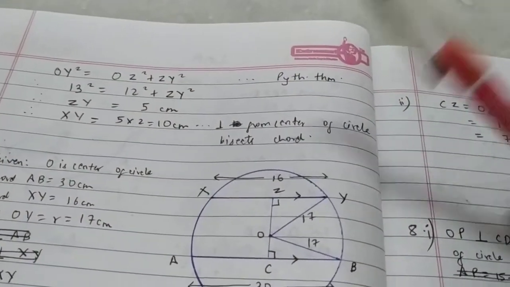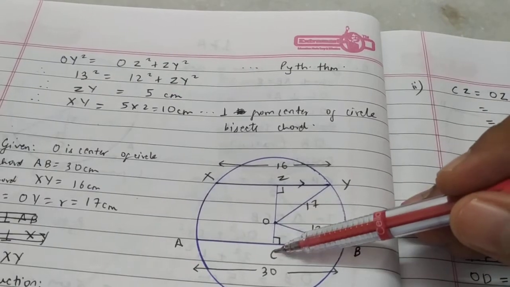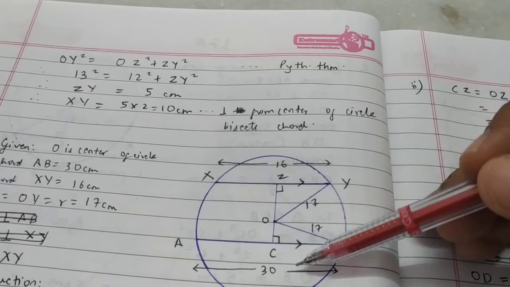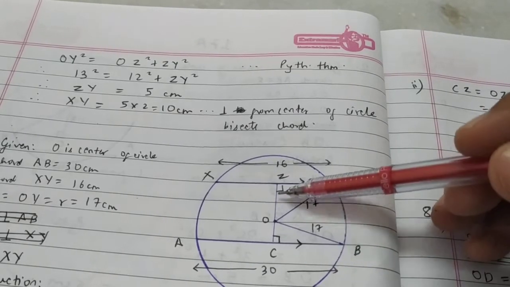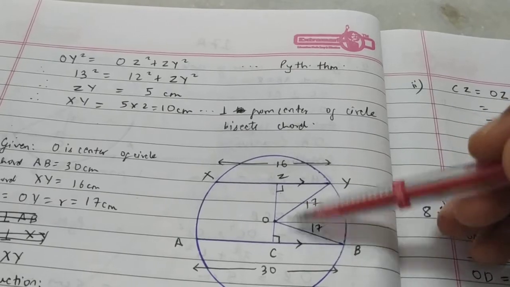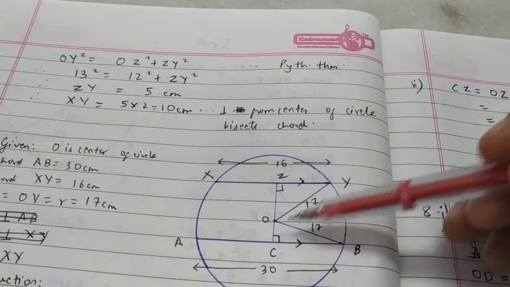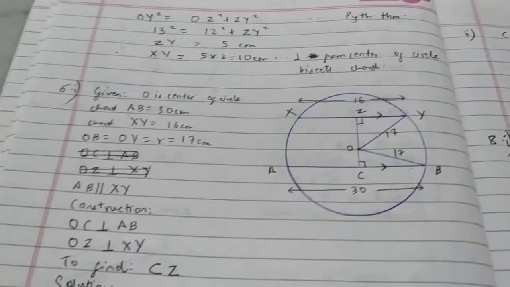Because they are parallel to each other, that means if I add OZ plus OC, I will get CZ. That is the distance between the 2 chords, which is what they have asked us to find. So how do I find OC and OZ? Well, we'll use Pythagoras theorem twice. Radius remains the same. Lengths of the chords are given. Perpendiculars will bisect the base, and use Pythagoras theorem in the 2 triangles.